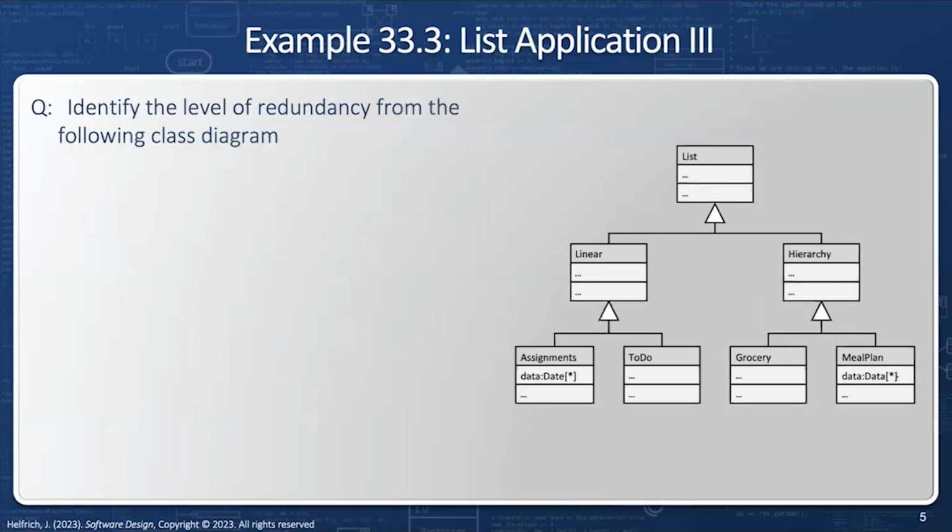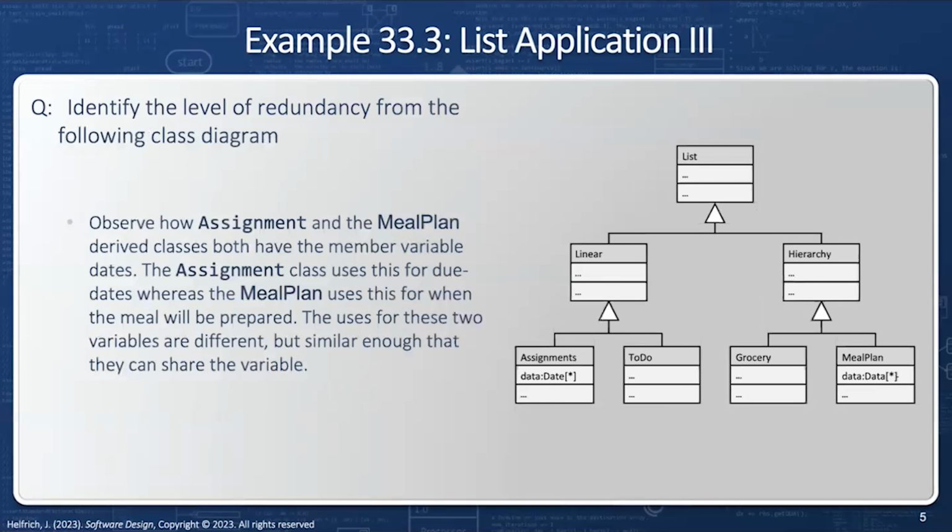Okay, we're going to do a little bit better here. We have the list. We're going to have linear versus hierarchical, assignments, to-do, grocery, and meal plan. The assignments and meal plan seem to have a shared attribute, but they're non-sibling, they're not adjacent. Because of this, we're going to have a level of redundancy, but it's not critical. It's going to be just minor. We could fix it by moving that data all the way up to the base list class, but that means that to-do and grocery will have an attribute they don't use, which is less desirable.